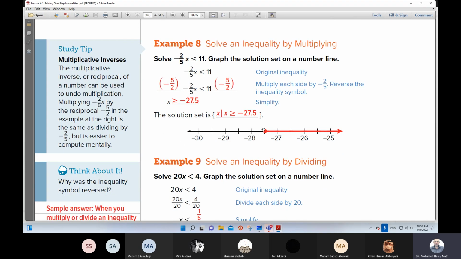Then we can graph this set of solutions. We can graph the number line. Then negative 27.5 is between negative 28 and negative 27, in the middle here. And since we have the equal sign, draw a shaded circle. And the values of x greater than this value means the direction to the opposite side.